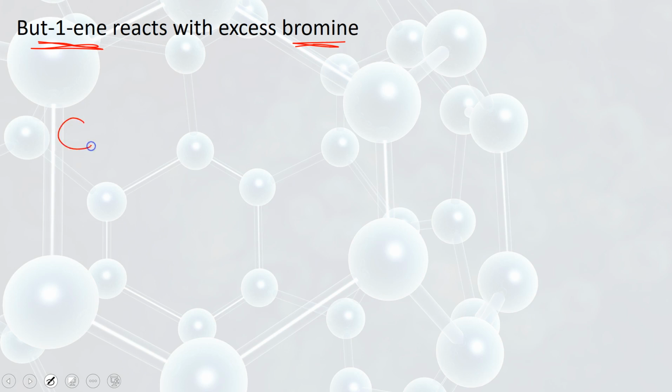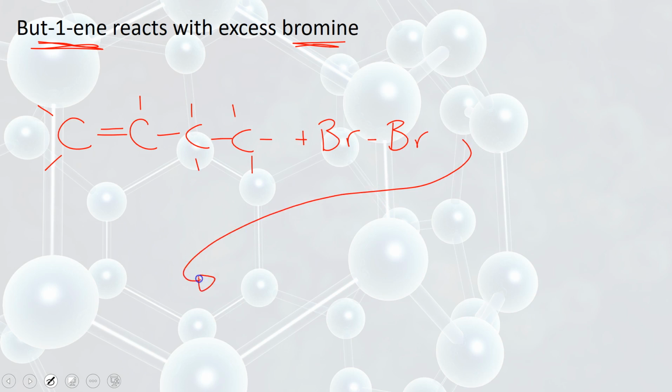So butene, so but-1-ene would mean there's a double bond on the first carbon. 2, 3, 4, and my hydrogens would look like this with excess bromine. So Br. And so same thing that would happen here is I can, again, under the right conditions, this double bond is going to break apart, and now I can add a bromine on this molecule and on this molecule. So the bromine would add in there and there.